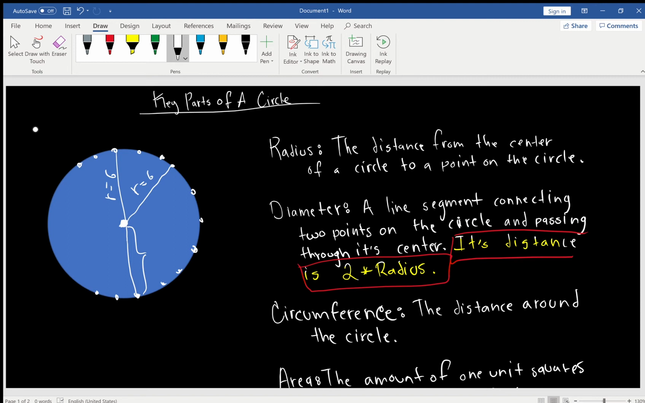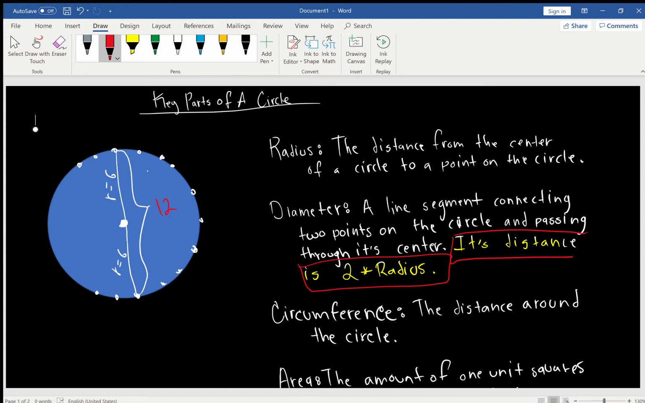It connects the center of the circle to a point on the circle. So this is also equal to 6. Now the length of the diameter, so all this is the diameter. How long is the diameter? Well, the diameter is 12, right? Because it is composed of two radii.